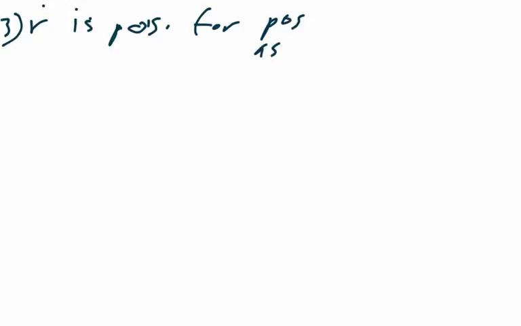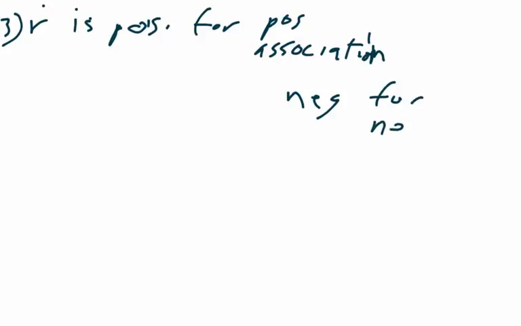The third one, R is positive for positive association. And guess what? It is negative for negative association.